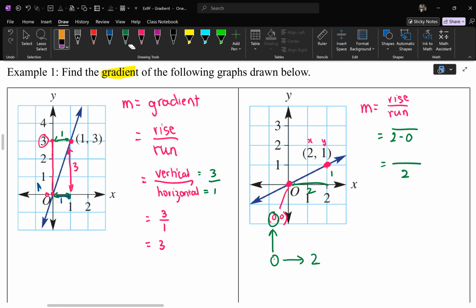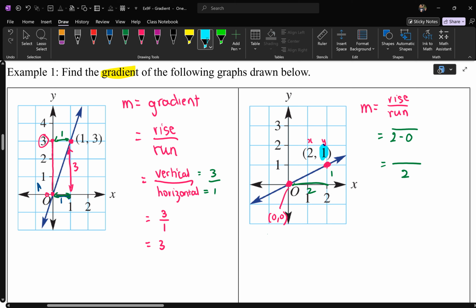And then if you wanted to know the vertical distance, all I had to look for was the y value, right? So this is 1. This point here has a 1, and then over here, this is a 0. So the distance between 0 and 1, the difference is 1 take away 0, which I'll write over here. 1 take away 0 is equal to 1, and so the gradient is equal to half.